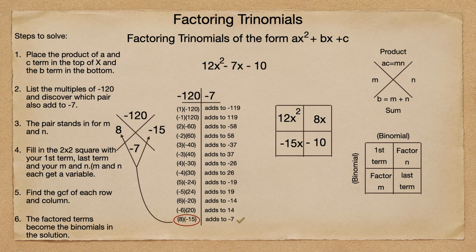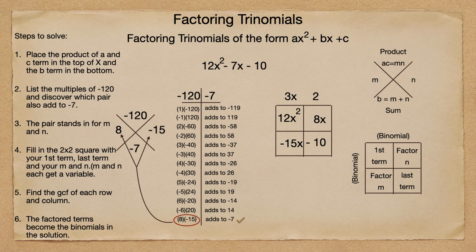Next, we are going to find the GCF of each column and row. So we're going to find in the 12x squared and the negative 15x, what can be factored out of each of those. We can factor out a 3x. In the second column, what can be taken out of 8x and negative 10? They can both be removed a 2.